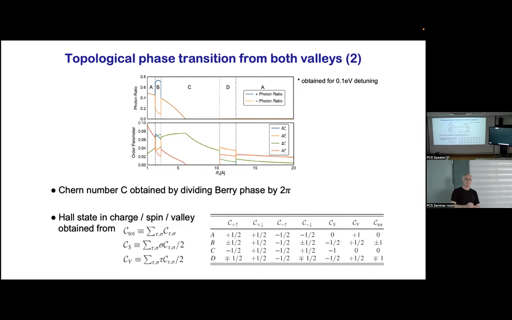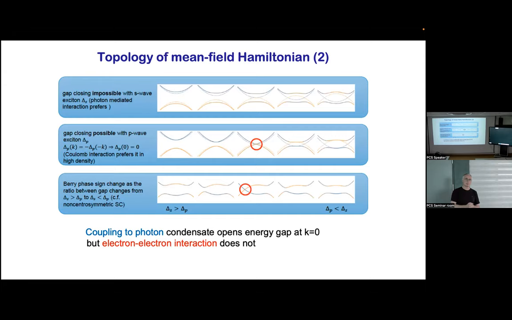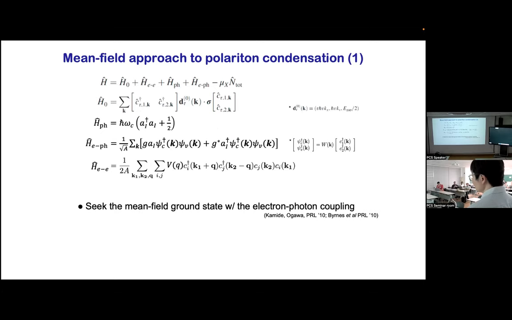Yeah. Basically, this kind of competition between exciton formation through photon coupling and exciton formation just from the Coulomb interaction really requires the pi wave phase, and if the pi wave phase is not there, you wouldn't have this kind of competition at all. So, yeah.